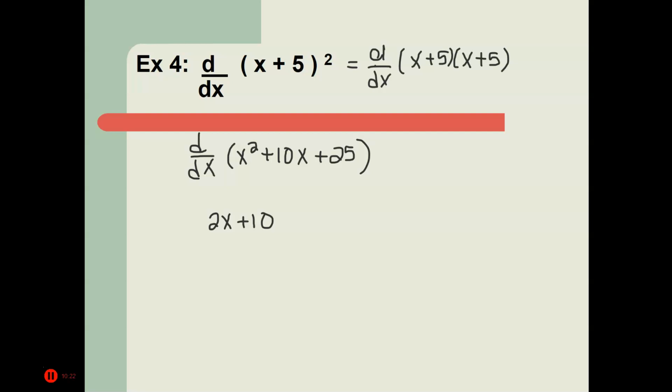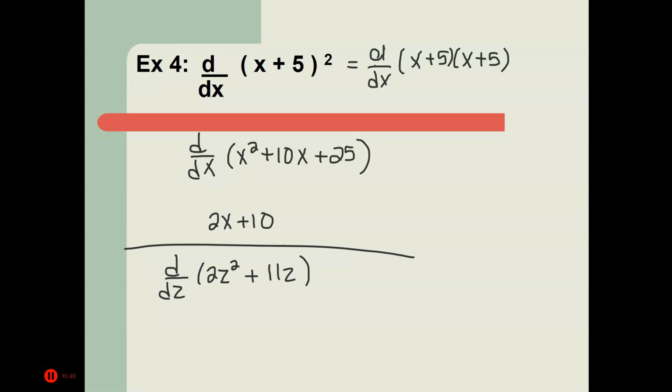So instead of writing out the words find the derivative, d over dx means to take the derivative with respect to variable x. So if I had d over dz, then my problem might be 2z squared plus 11z, because now you're taking the derivative of that function with respect to variable z. So the variable here needs to match the variable in the problem.